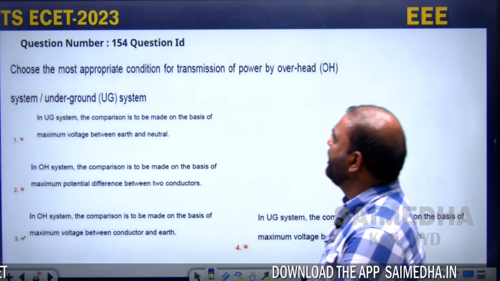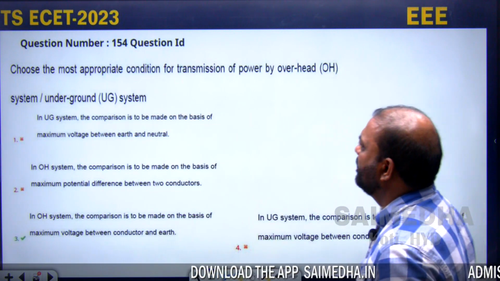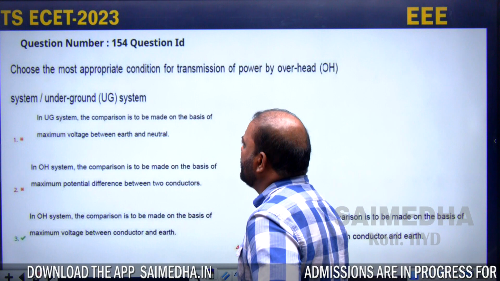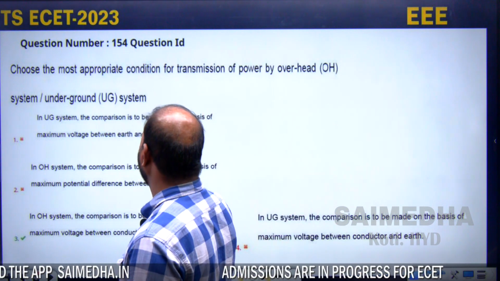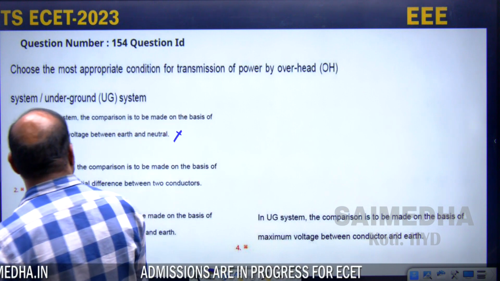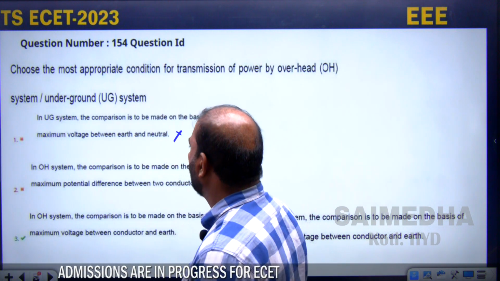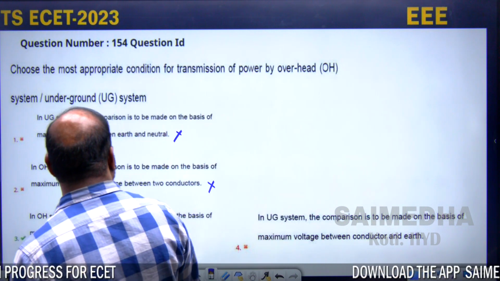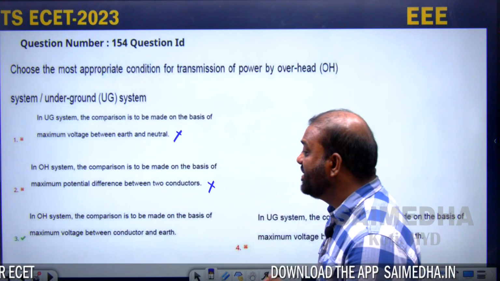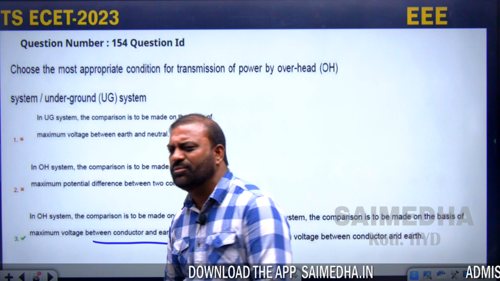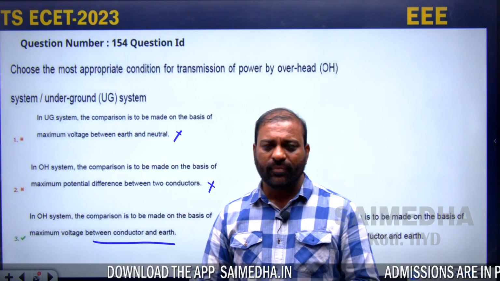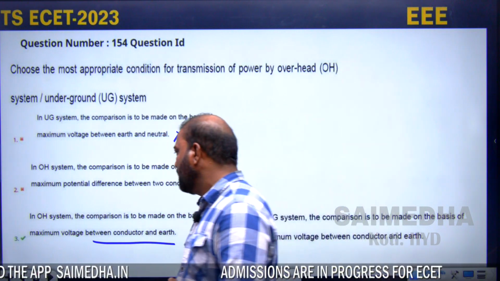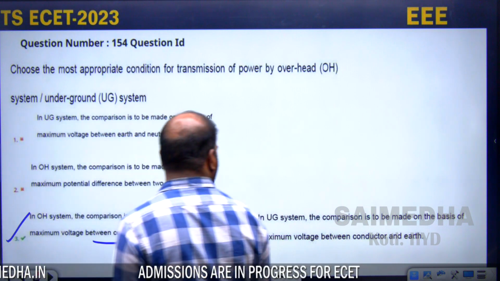Choose the most appropriate condition for transmission of power by overhead system or underground system. In the underground system, the comparison is to be made on the basis of maximum voltage between earth and neutral. No, this is wrong. In the overhead system, the comparison is to be made on the basis of maximum potential difference between two conductors. This is also not correct. In the overhead transmission system, generally we make the comparison by considering the maximum voltage appearing between the conductor and the ground, which is nothing but the phase voltage. So option 3 is the right answer.